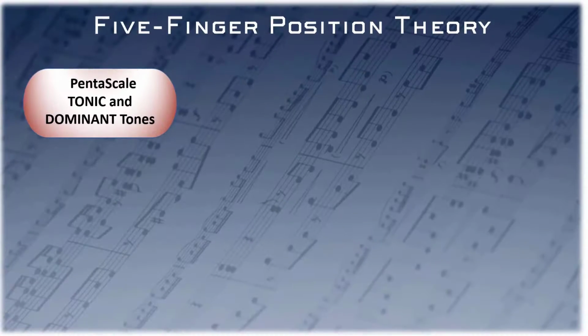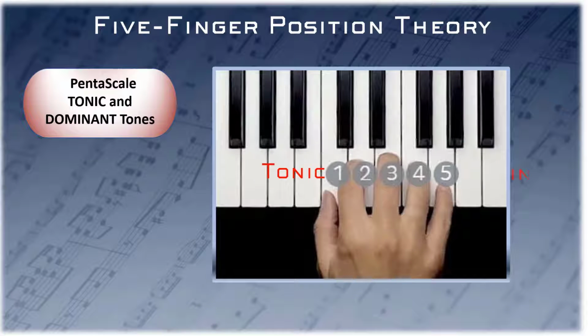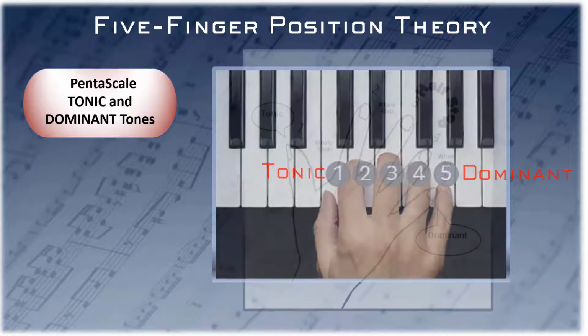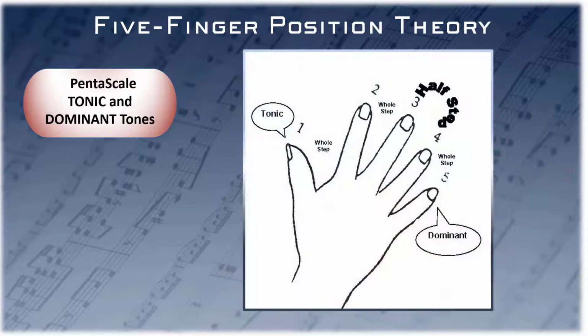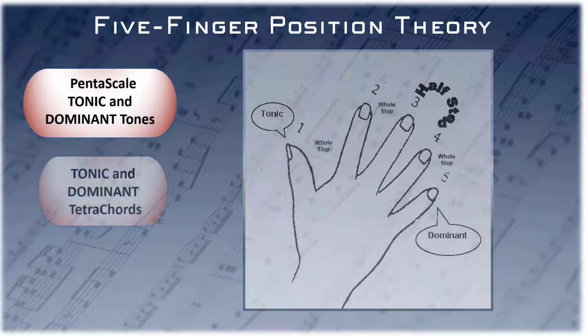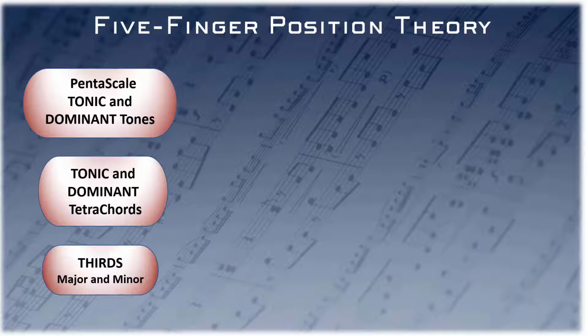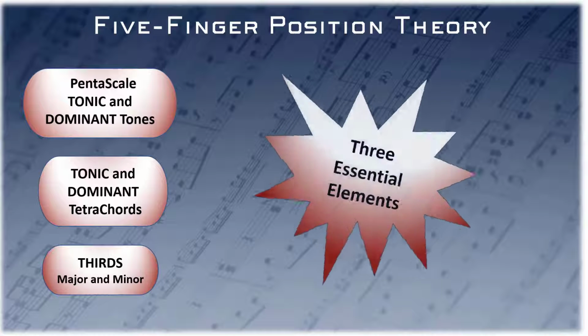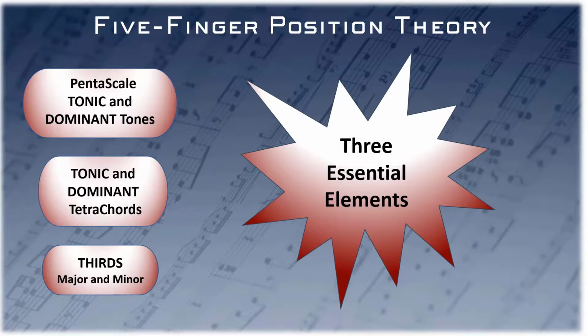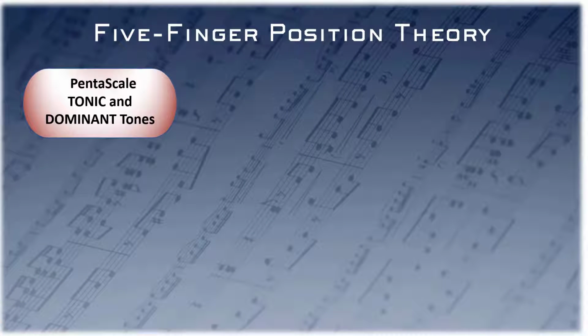The pentascale 5-note pattern contains a tonic and a dominant tone. The tonic is the first note and the dominant is the fifth note on the keyboard as well as in our pentascale hand. A tetrachord can be constructed on these two tones, and also hidden within our pentascale hand are those thirds. These are the three elements we need for five-finger position theory. Tonic and dominant notes create the circle of fifths.